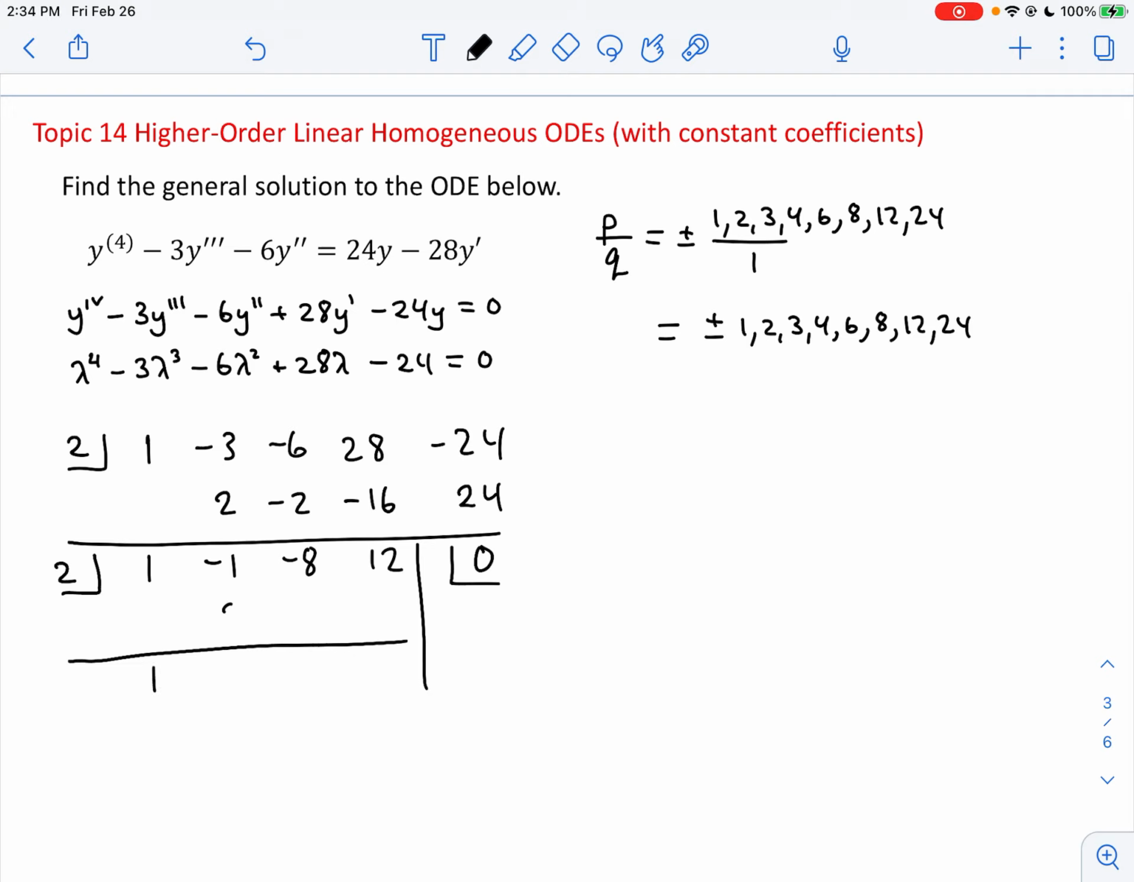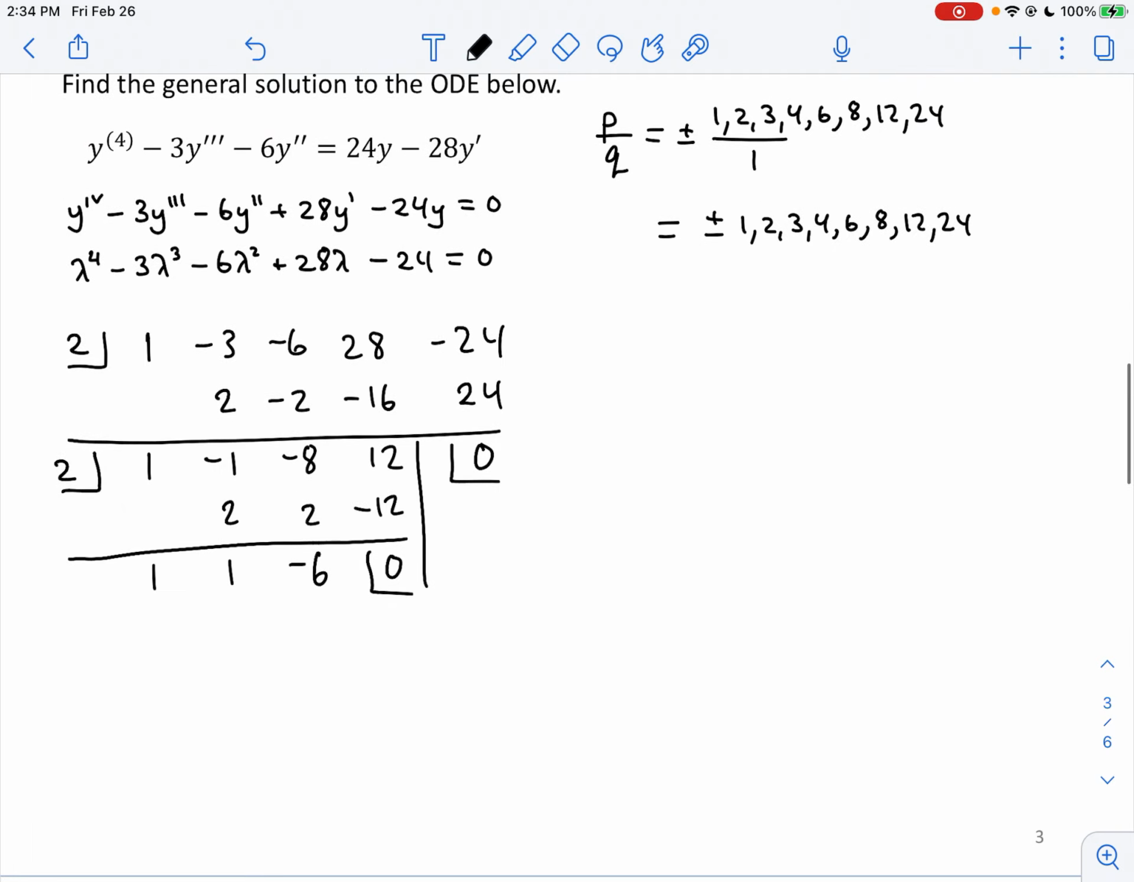So bring the 1 down. 2 times 1 is 2. Add to -1 is 1. 2 times 1 is 2. Add to -8 is -6. And oh, sure enough, we got another 0 remainder. Now I'm going to stop doing the synthetic division because I'm down to 3 numbers here, which means I have a quadratic.